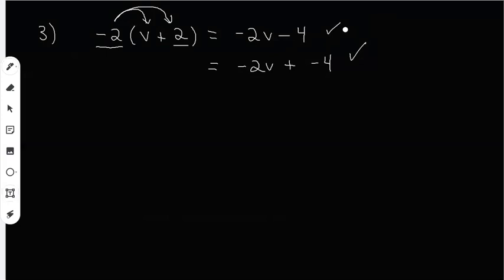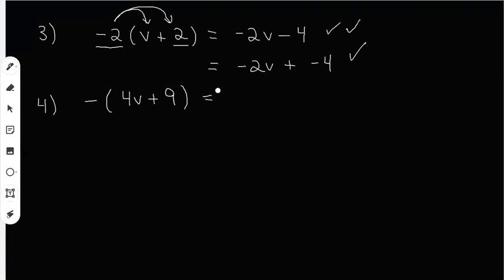Now, it's much cleaner to do it this way that I did on the top than it is to do on the bottom, but both of them are still technically correct. All right, let's try number 4. Number 4, I have a negative sign on the outside, and on the inside, I have a 4v plus 9.